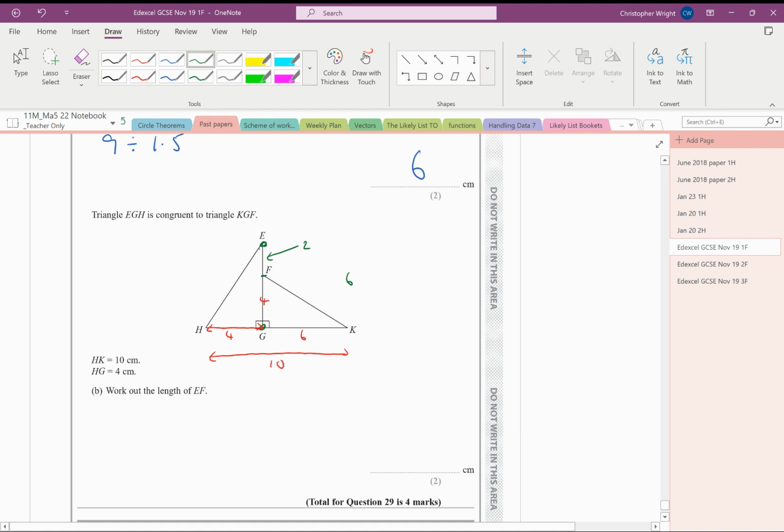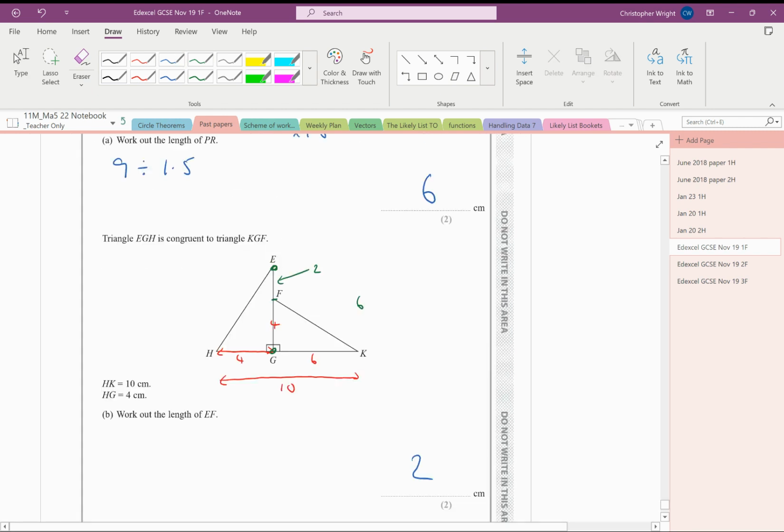I suppose if I need to find this length, I could do so using Pythagoras. Let's see what the question's asking me. It says, work out the length of EF. Here we are, EF. Oh, I've already done it. It's 2. And that is the end of question 29. In fact, that's the end of the paper.